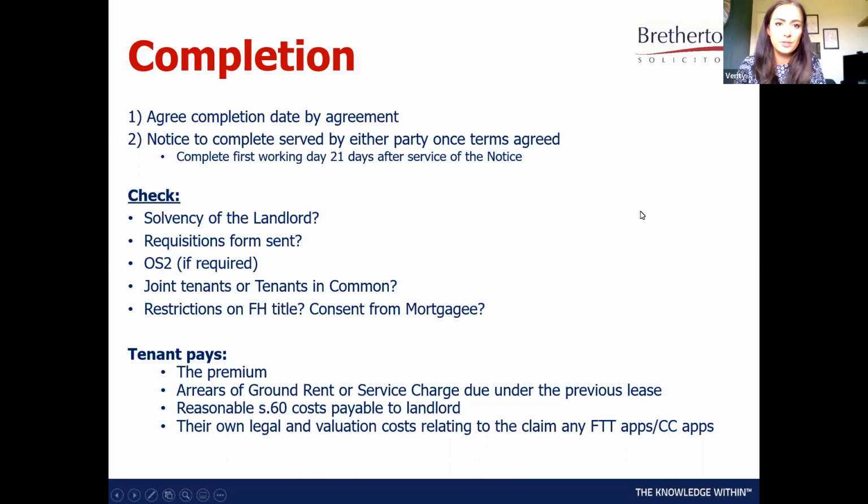Okay, so once we have agreed valuation and terms and agreed the form of the new lease, we can start working towards completion. 99% of the time, you can agree a completion date by agreement with the freeholder solicitor. However, there are a few exceptions. It might be that you can't get a hold of them. It might be that they're non-responsive. So do bear in mind that there is a mechanism under the Act to serve a notice to complete.